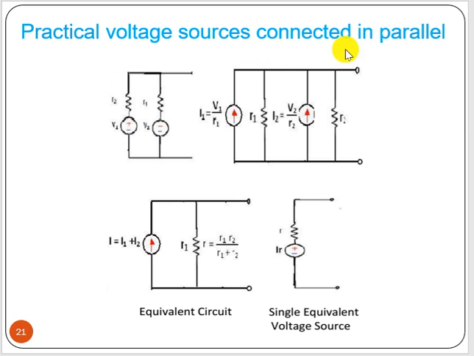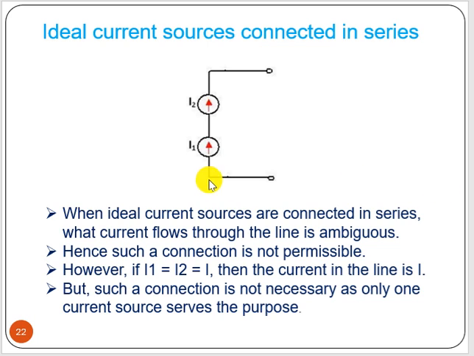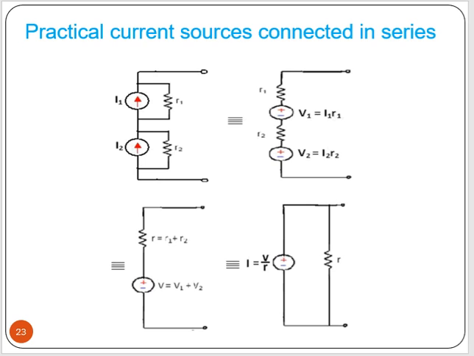Now, practical voltage sources connected in parallel. So V and the current, and resistances R1, R2 are there. What we can do is find I1, that is V1 by R1, and I2, that is V2 by R2. Then we can add up these two, so I equals I1 plus I2, and R1, R2 in parallel we can make an equivalent resistance, and then we can find the total voltage source with its resistance value. Now in ideal case, the current should be the same, so I1, I2 must be equal to I.